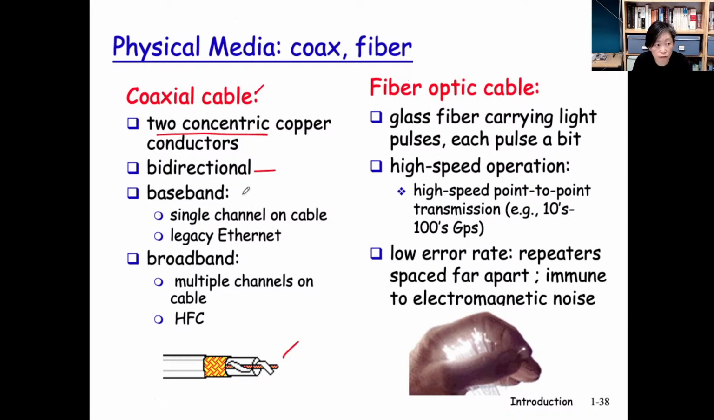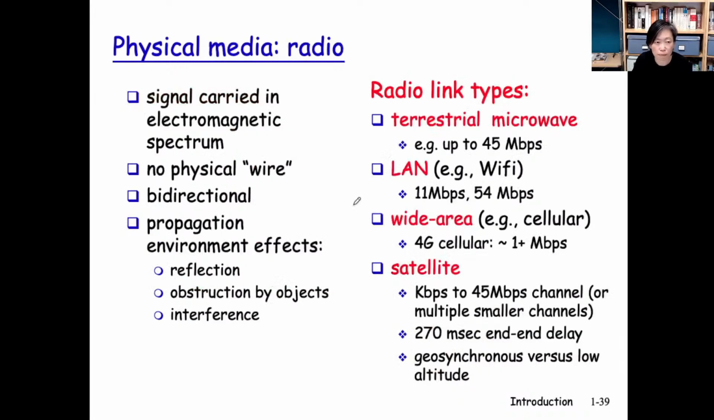A very primitive form of this coaxial cable was used by the legacy Ethernet. By baseband it meant that the bandwidth is really, really small. Very low rate transmission, and it doesn't exist anymore. But then the cable network picked it up and enhanced it so that they can send multiple video programs over it, allowing multiple channels on the cable. And the cable exactly used by the cable network is HFC, the hybrid fiber coax cable.